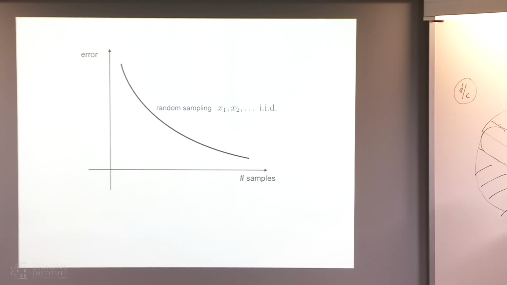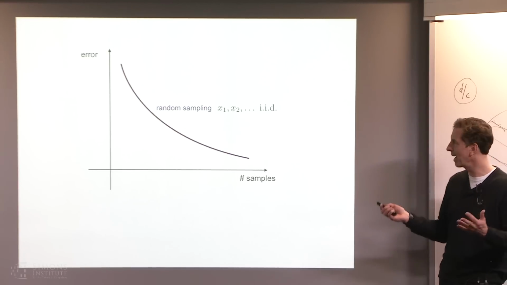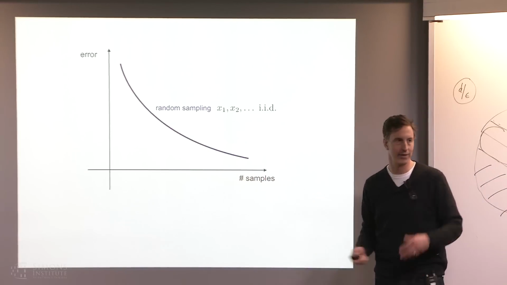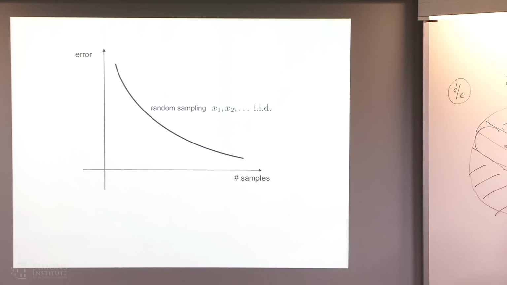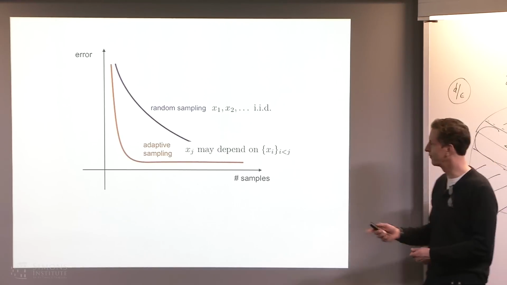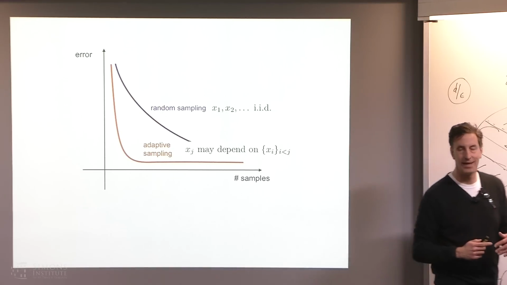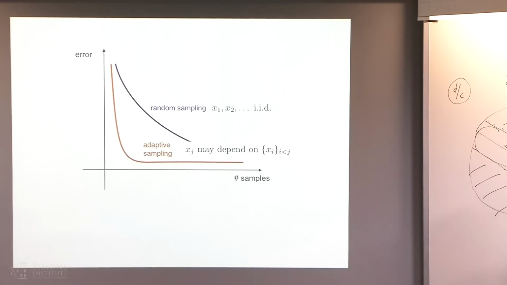The general idea is that if we just did something random or passive learning, we'd have a certain prediction error as a function of the number of samples or examples. The hope with active learning is that we do something adaptive. We let the samples that we collect depend on the past that we've seen, and hopefully that will allow us to learn a good predictive model with fewer samples.